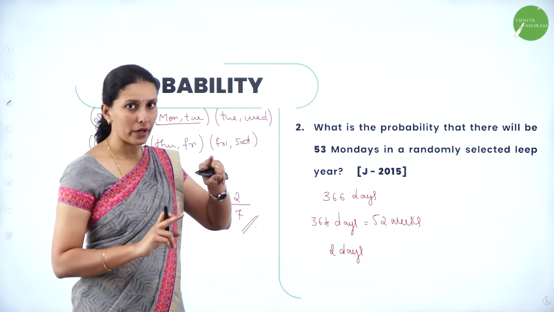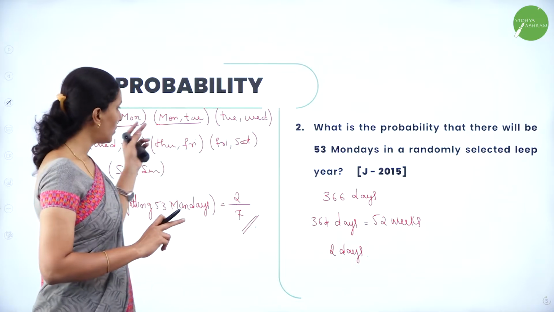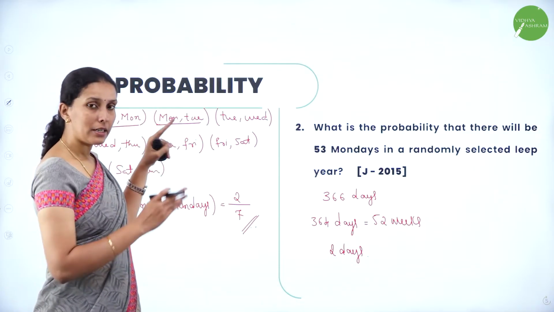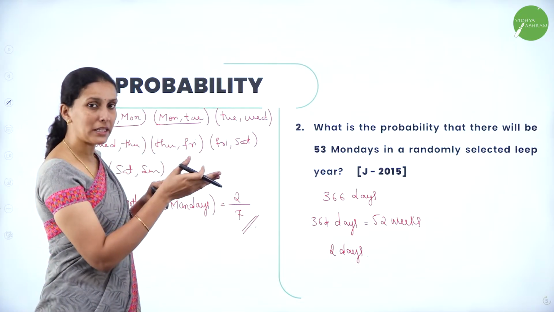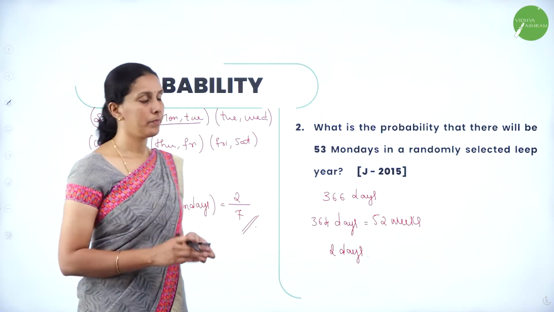And here we have 2 days, and therefore we can get days in the form of ordered pairs. So therefore, we have 2 chances. Either it may be in the first day or it may be in the second day. That's why we will get the probability as 2 by 7.